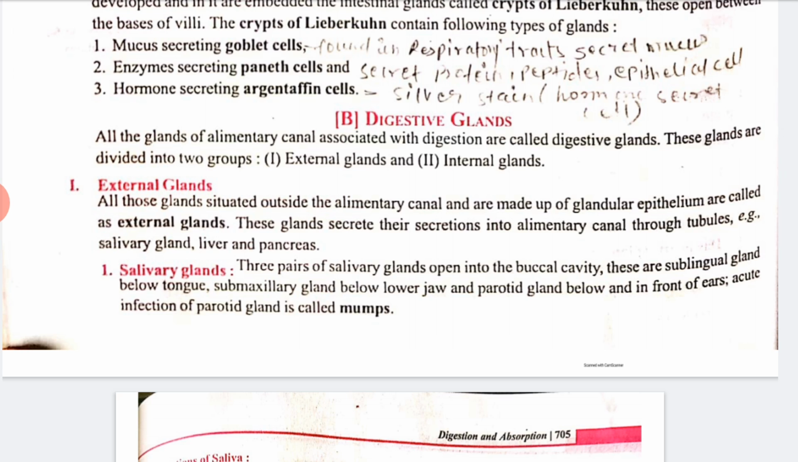So let's see the function of the salivary glands. There are three pairs of salivary glands that open into the buccal cavity: the sublingual gland below the tongue, the submaxillary gland below the lower jaw, and the parotid gland in front of the ears. Acute infection of the parotid gland is called mumps. Clear?